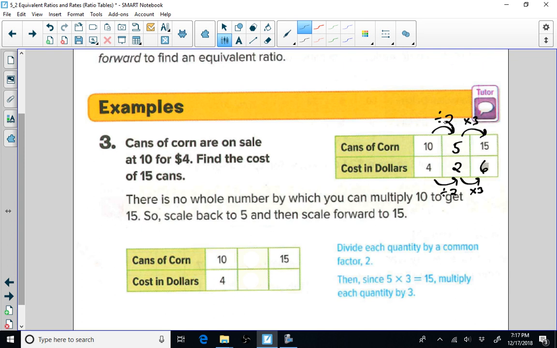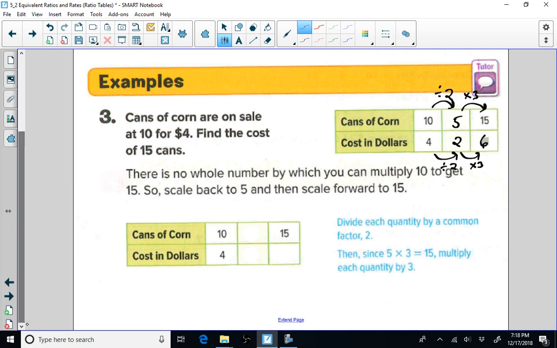So first I have to scale backwards, or scale back, using division, and then I scale forward using multiplication. And I'm able to come up with my answer of $6 for 15 cans of corn. And that's what we see here, right? We would do the same thing there. We continue.